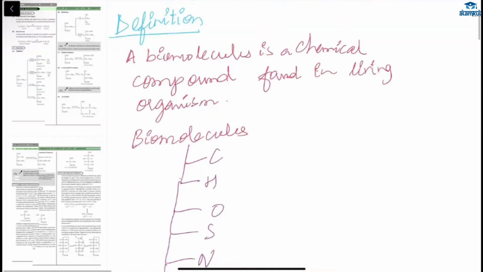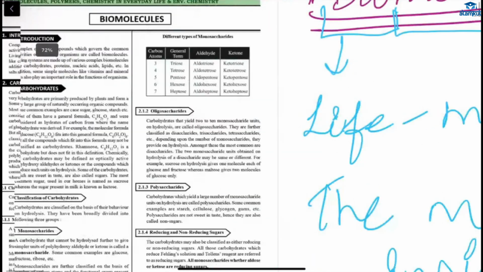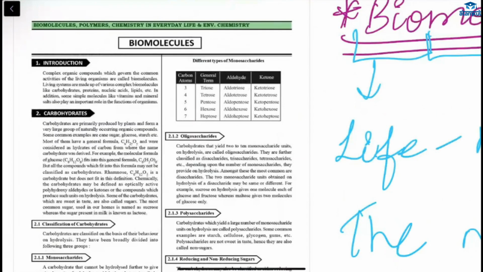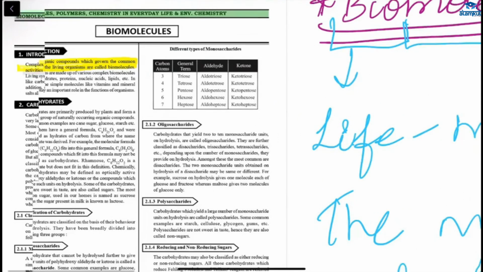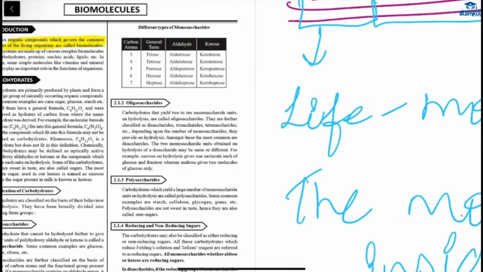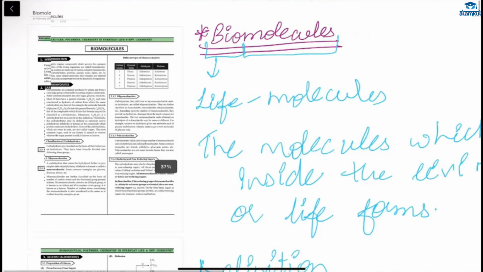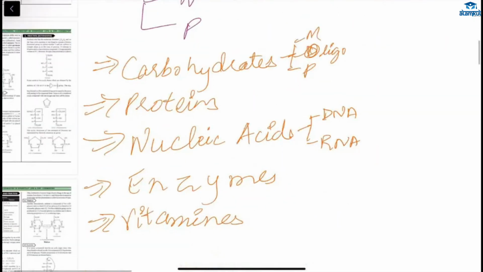Here we can also see the definition: complex organic compounds which govern the common activities of the living organism are called biomolecules. Now, what are carbohydrates? Carbohydrates are basically compounds of carbon, hydrogen and oxygen. This is the rough definition that we normally give.